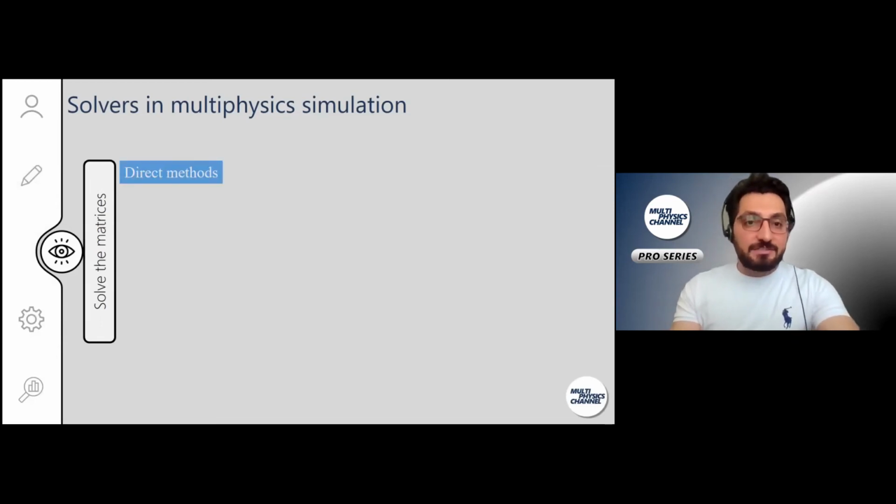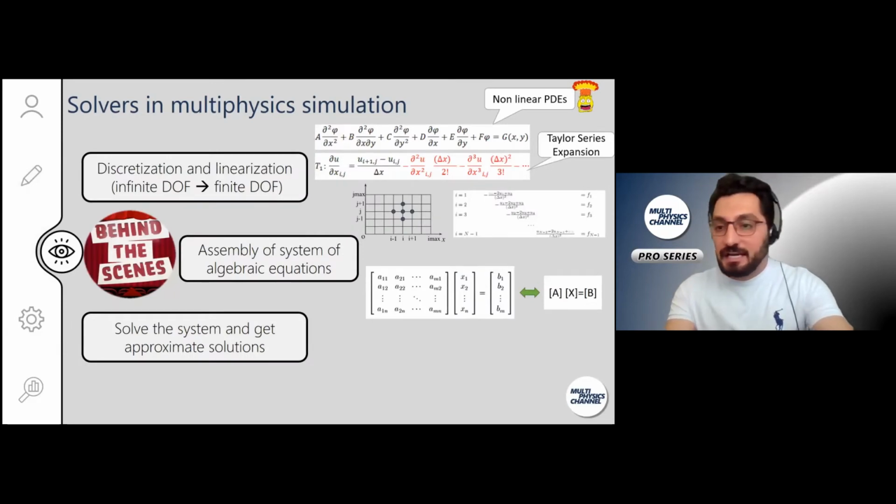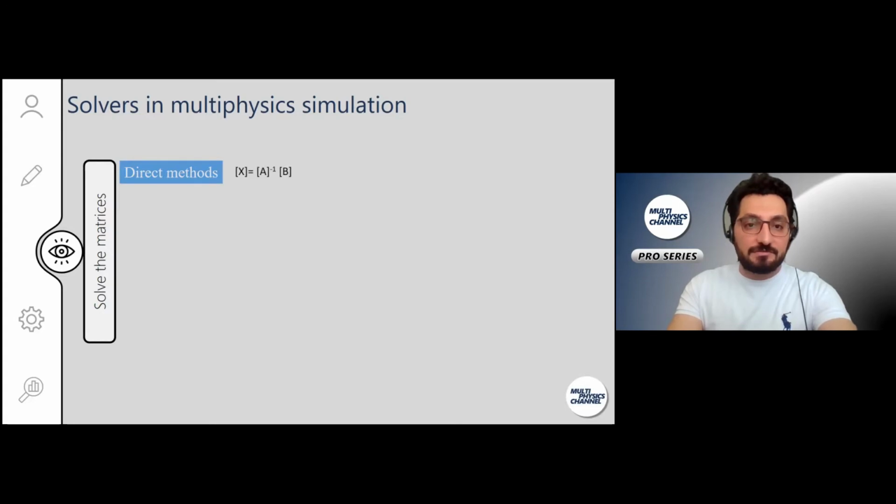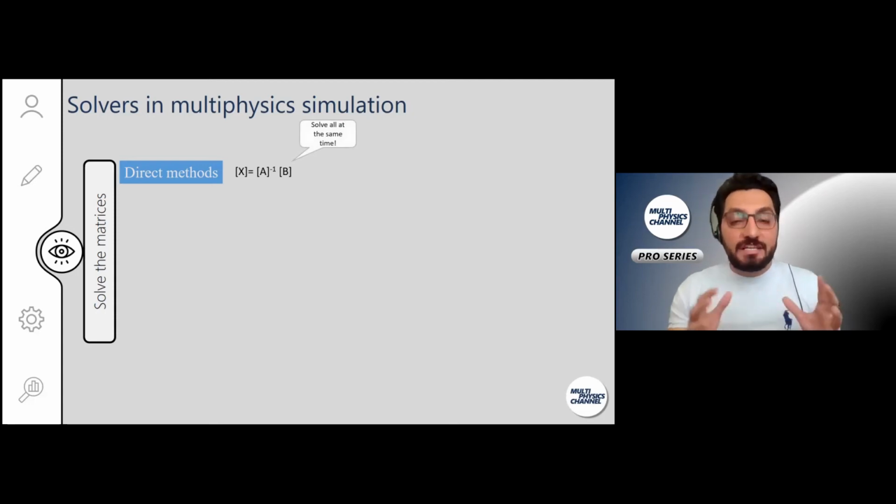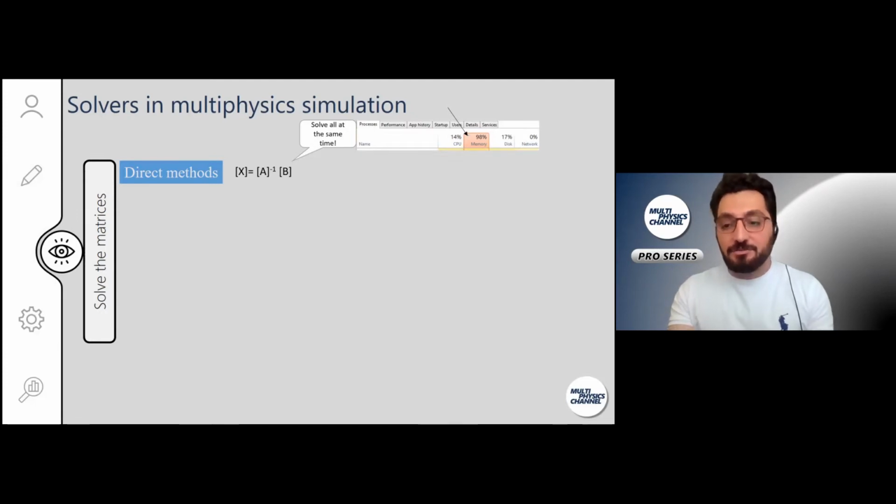The first thing that comes to mind is that let's use a direct method. So here we had A multiplied by X is equal to B. So the direct method for that would be X is equal to A inverse multiplied by B. It means that I have to solve all the elements, all the equations at the same time. But the problem is that to solve all this operation at the same time, I always have a problem with memory. So I will be out of memory because I have to do a lot of operations at the same time.